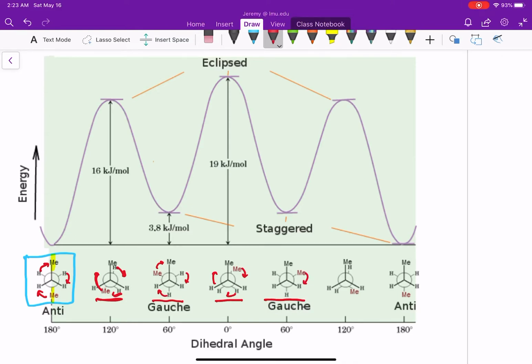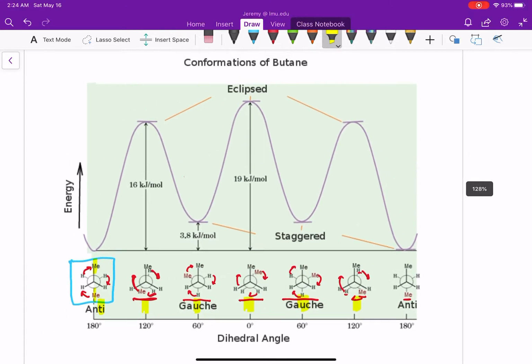Again, I can rotate these again. Now this methyl's behind the H, this H is behind that H, and that H is behind that methyl. And then I can do one more rotation here, where I now get back to exactly where I started. So really what we see is we have 1, 2, 3, 4, 5, 6 different conformations for butane, okay? So what we want to do now is talk about and think about the consequences of how these are rotated and the energy associated with it, all right?